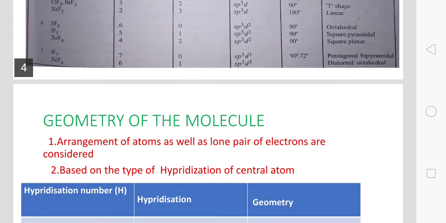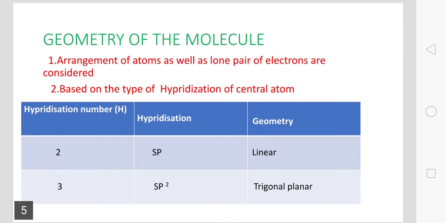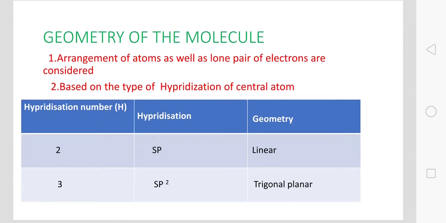Then the next one is the geometry of the molecule. The geometry of the molecule is based on the arrangement of atoms as well as lone pairs of electrons around the central atom. Then by knowing the hybridization number we can know the hybridization. Based on the hybridization we can know the geometry.